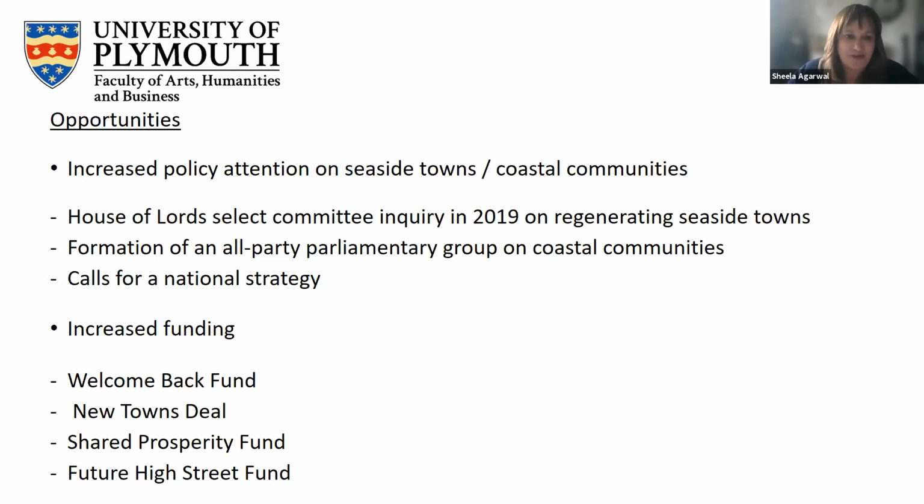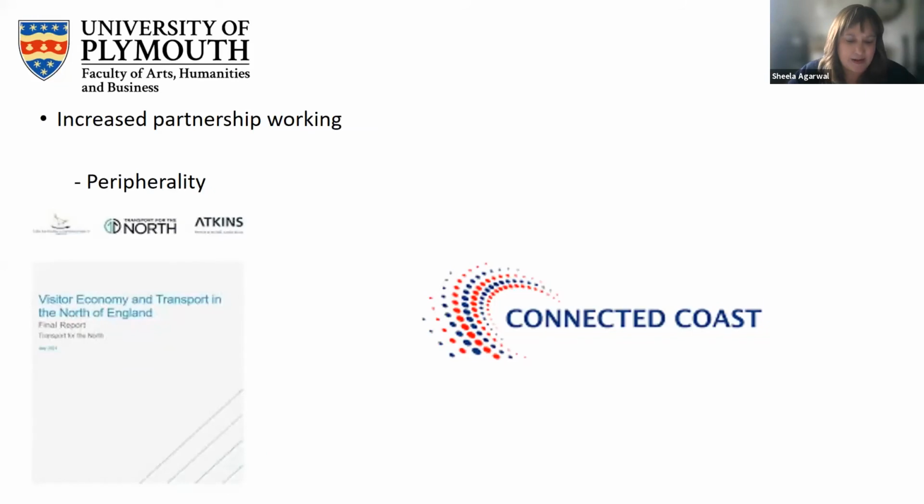It isn't just the fact that there is increased funding and investment, but also it's been the hook on which to base many initiatives and partnerships that are going on in many different localities. And I do get a sense that there is increased partnership working now across the local authorities and all interested stakeholders.